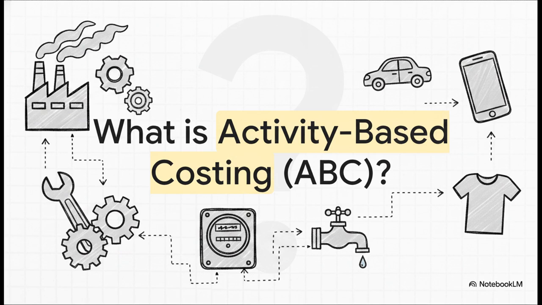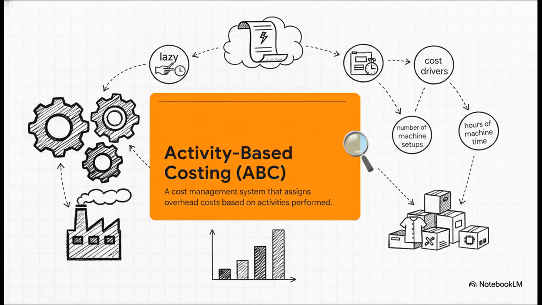If you have a massive factory utility bill, how in the world do you fairly chop that up among all the totally different products you're making? Well, the answer is activity-based costing. It's a cost management system that assigns overhead based on the actual activities being performed. So instead of lazily spreading that utility bill evenly across everything, ABC looks for specific cost drivers.